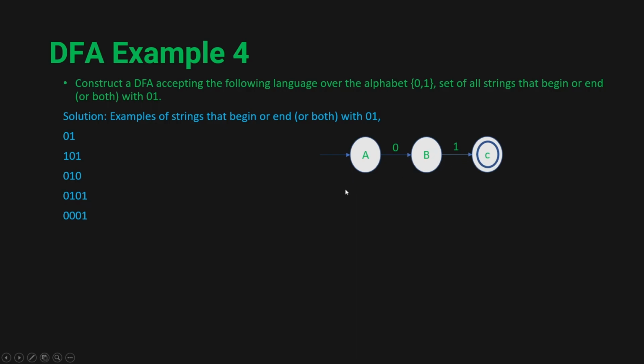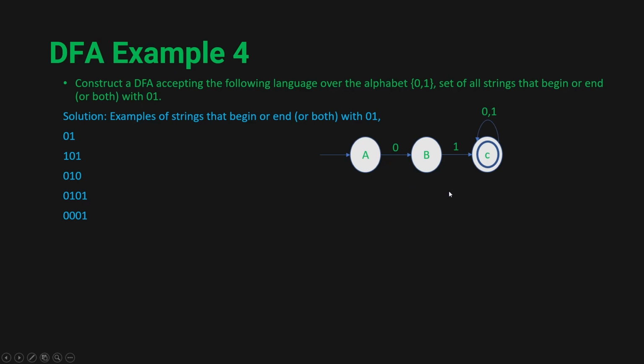Okay. Now, what if after this 0, 1, we get any other string? We are okay with that. So it can be 0, 1, 0. For example, 0, 1, 0. It is still going to be in state C, which is the final state. And since it is a string that is starting with 0, 1, we are okay with that.